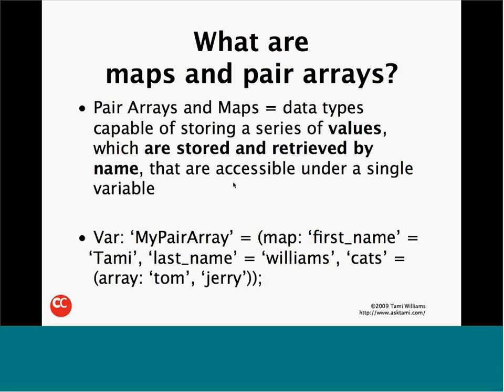For example, if a map or pair array has a name-value pair where the name or key is state and the value is Georgia, and you enter a new pair where the name or key is state and the value is Florida, that name-value pair state Georgia is replaced by state Florida.